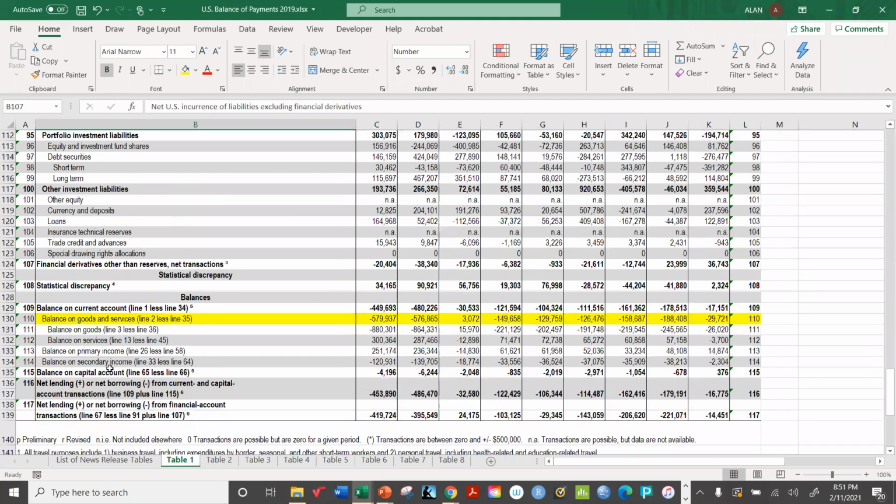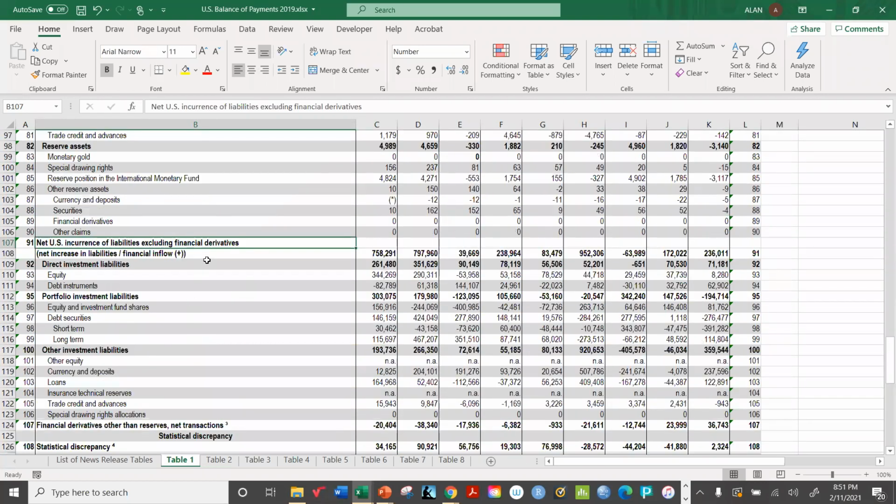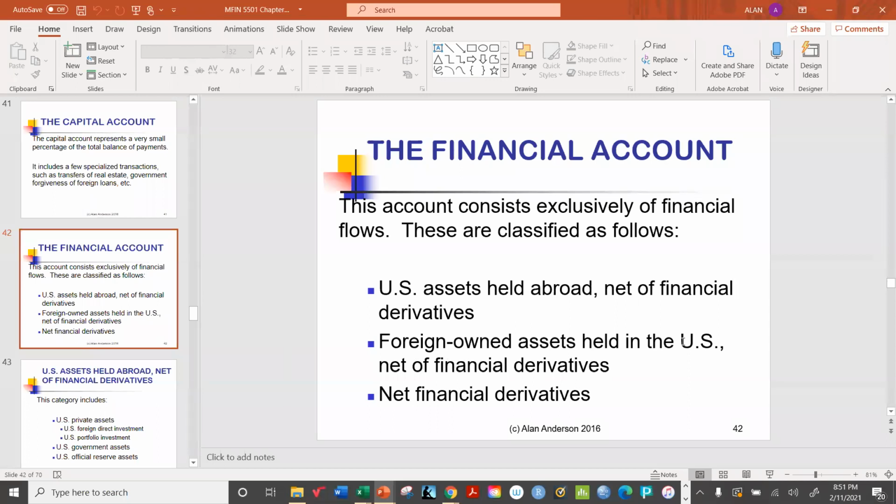It's almost like they wish those would go away, but they're trying to count actual flows for investments. The logic here is that derivatives are typically used for hedging purposes anyway. So they just want to capture the flow of funds to buy or sell foreign or domestic assets. So we're going to have U.S. assets held abroad, net of derivatives, foreign-owned assets in the United States, net of derivatives, and then derivatives will get their own separate category. We can't ignore them, but we will treat them as separate entities because the motivation for holding them is very different.